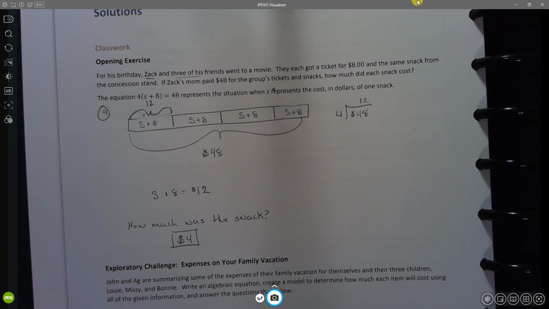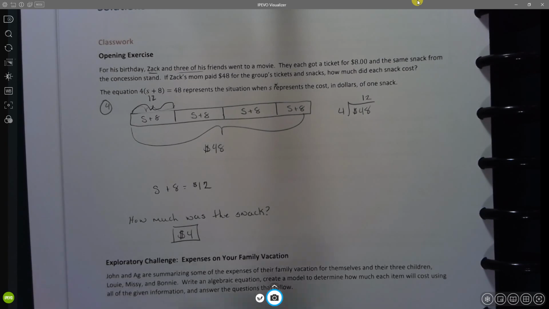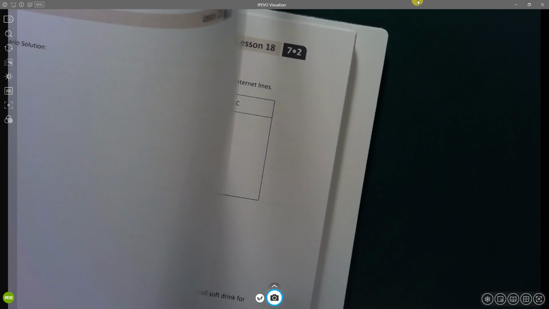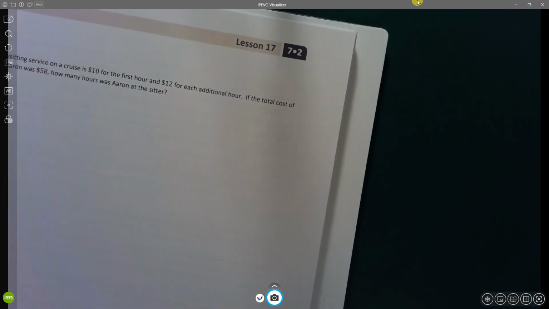Now you're like, Mr. Hale, what in God's green earth did you just do? Well, I did what we call a tape diagram. Okay? The more you practice this, the better it becomes, the easier it becomes. Now, I know this looks difficult. I know it looks like a pain, okay? That's the reason why we're going to do the exploratory challenge in class together, and I'm not going to make you do it right now. All right? Let's see. Let's keep on going.